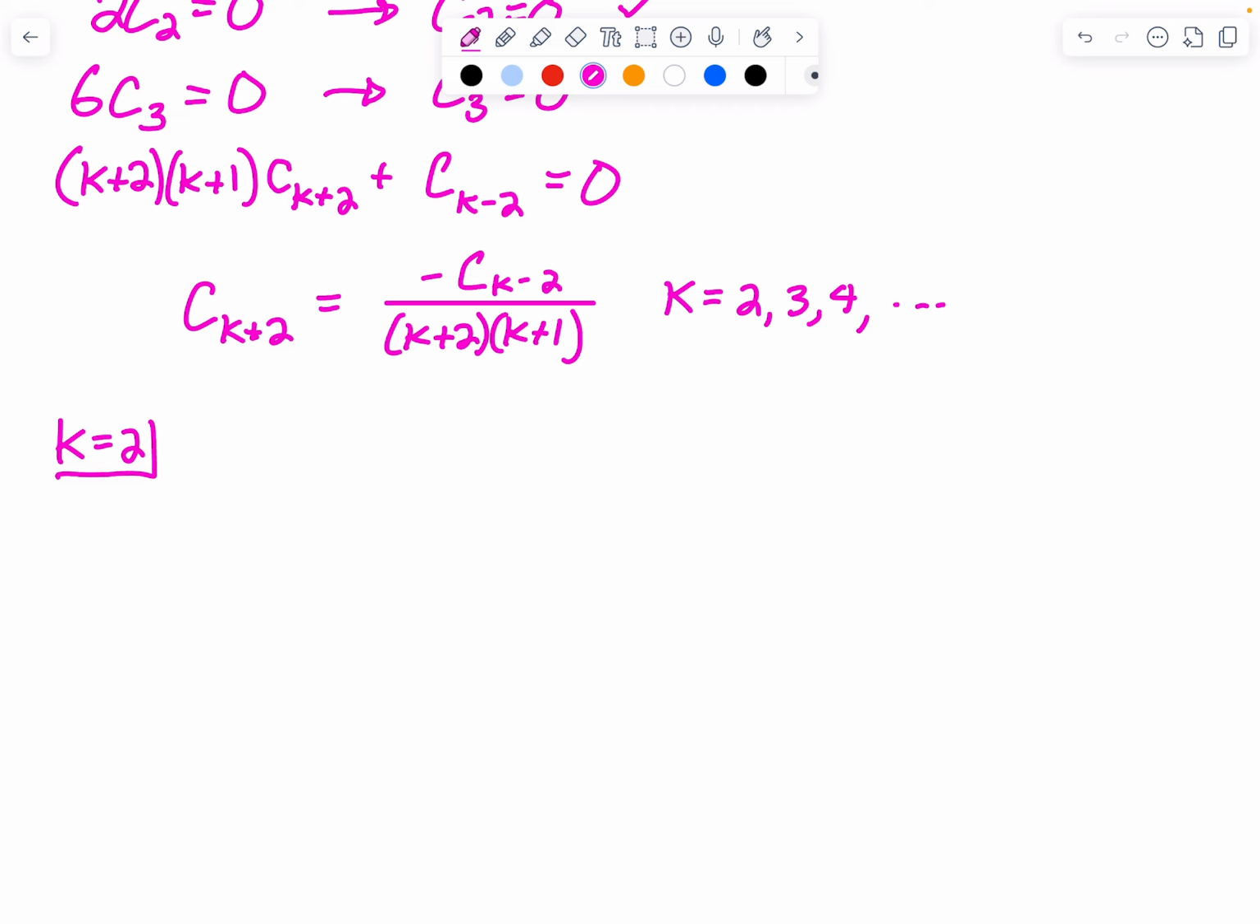All right, if k equals 2, we're plugging it into this. We get 2 plus 2 is 4, so this is C4, right? And then I'm going to get, that's C_{k-2}. So if I put 2 in there, I'm going to get minus C0. And then plugging 2 into the number, I'm going to get 4 times 3, which is 12.